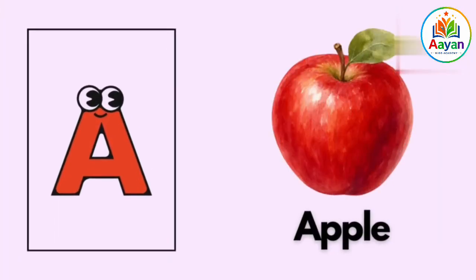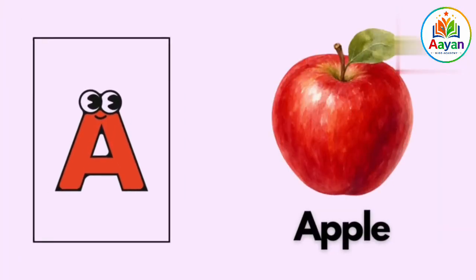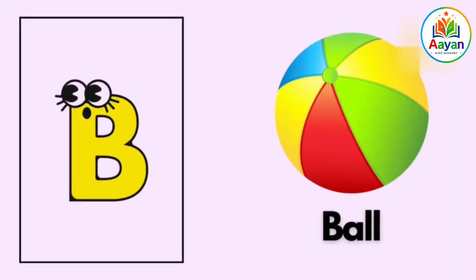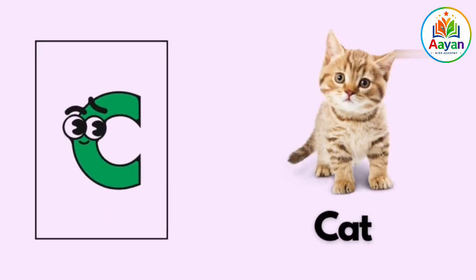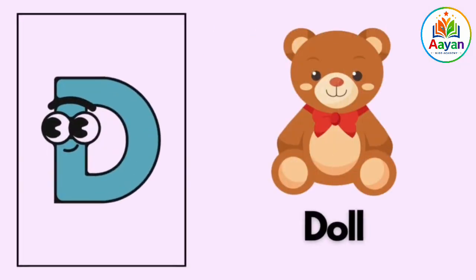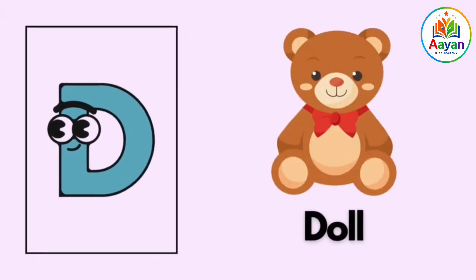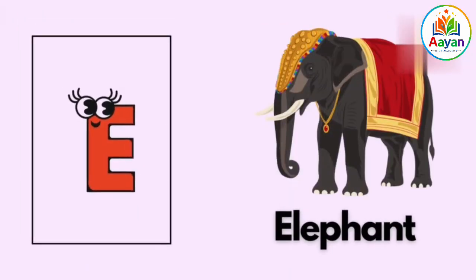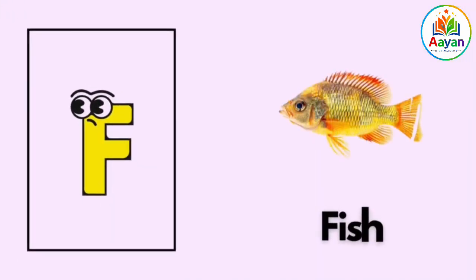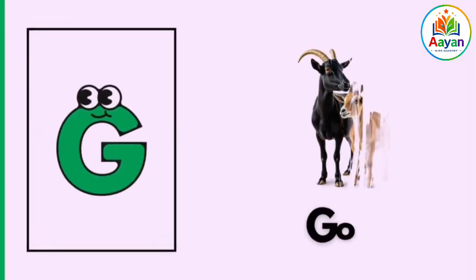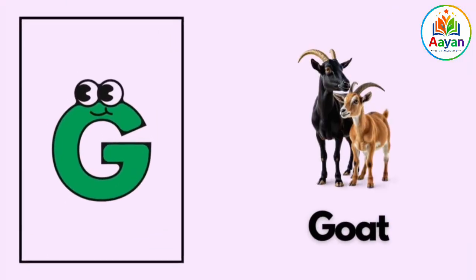A for apple. B for ball. C for cat. D for doll. E for elephant. F for fish. G for goat.